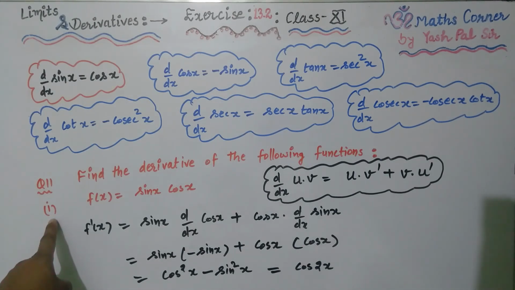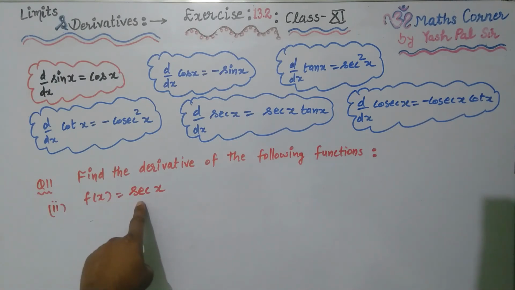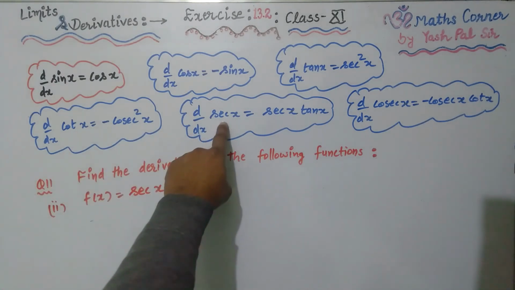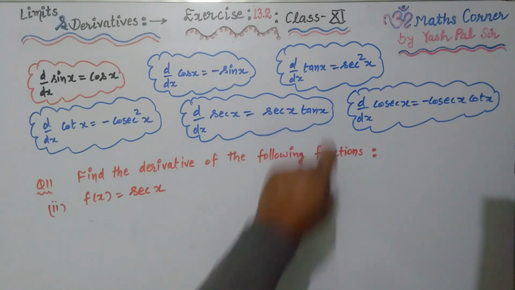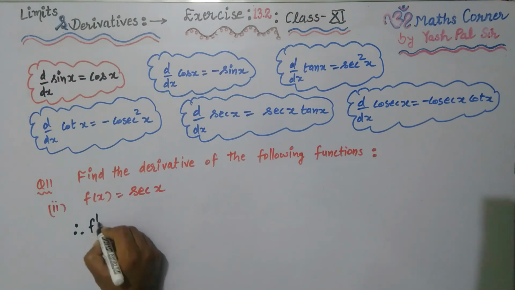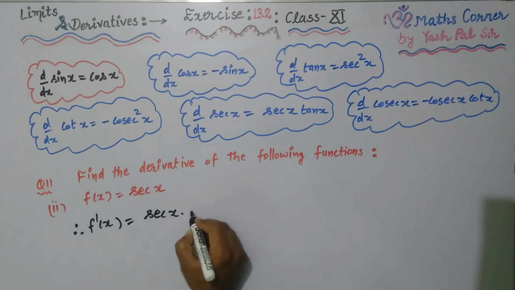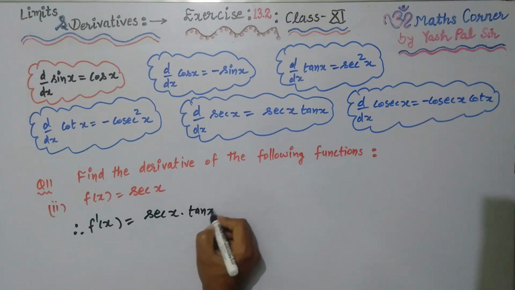So this was our question. Question number 1, part number 1, question number 11. Now next part. Second part, what is this? Find the derivative of f of x equal to secant x. Now, what is the rule? Derivative of secant x is secant x into tangent x. So, we write f dash x is equal to secant x into tangent x. This is the answer to this question.